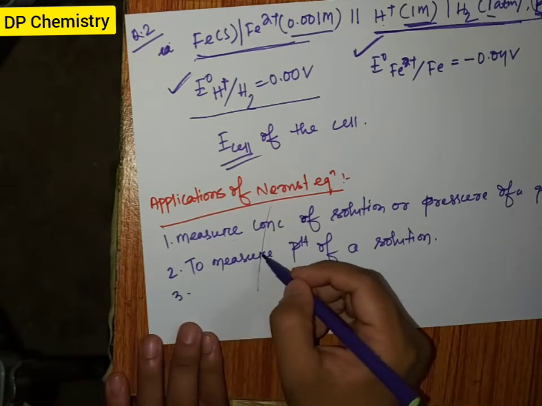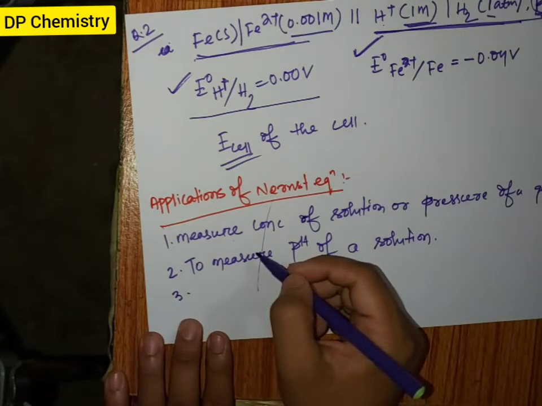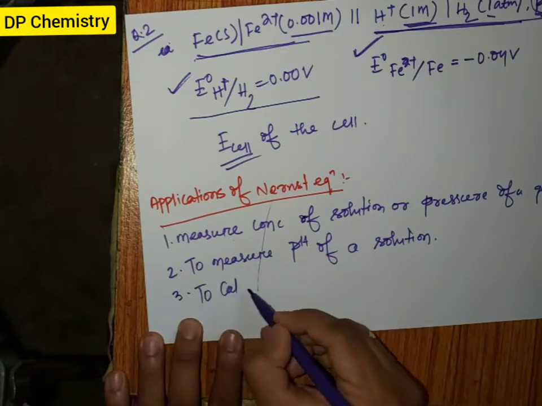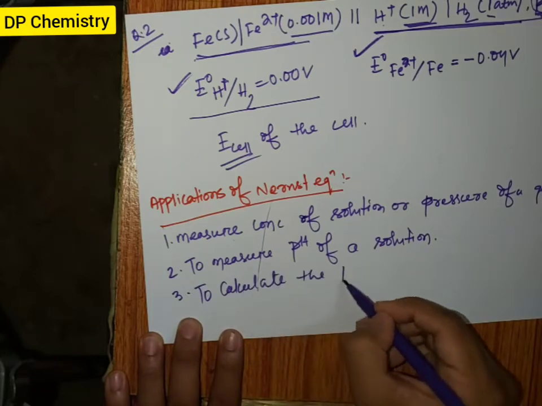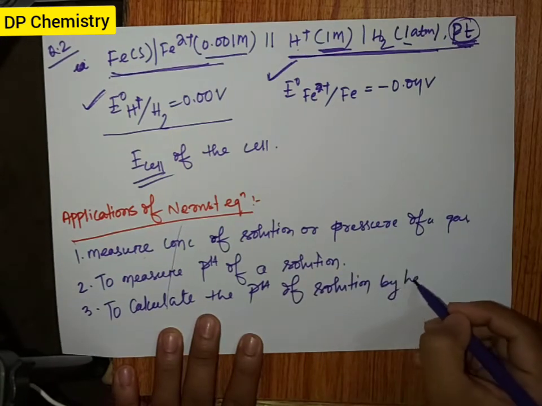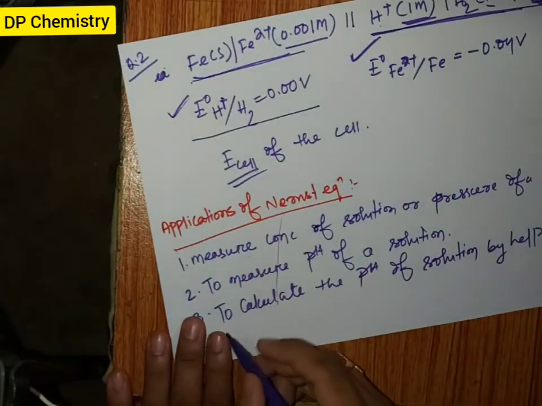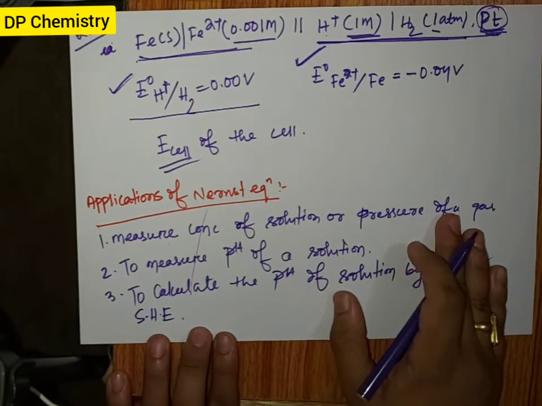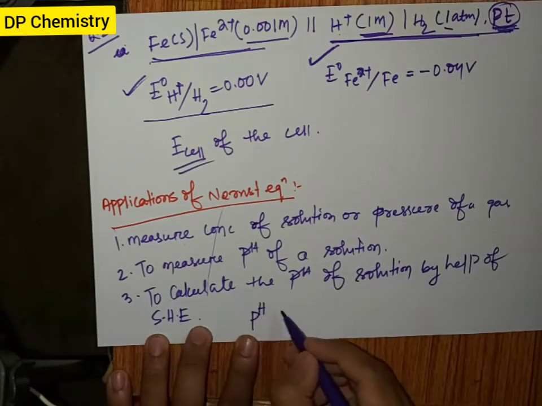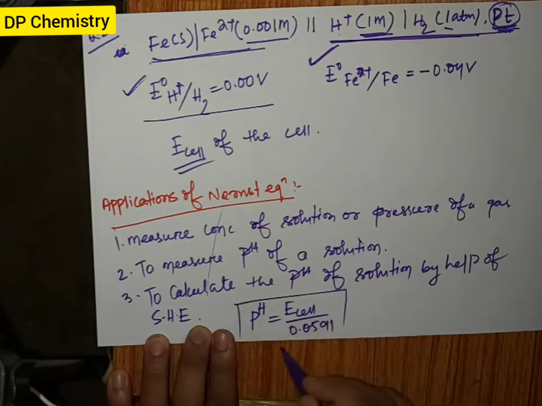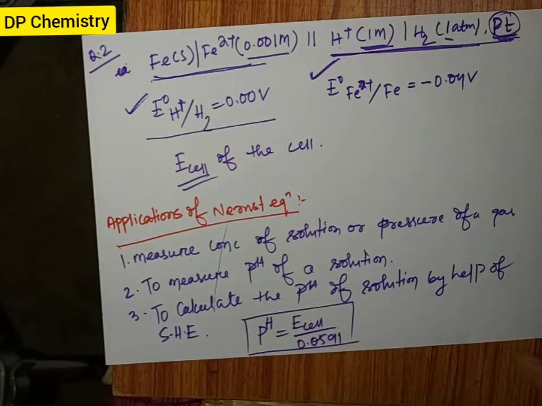The third application is that you can calculate the pH of a solution with the help of the standard hydrogen electrode (SHE). When you are given a standard hydrogen electrode, the pH of the solution is given as pH equals E cell, that is the EMF of the cell, divided by 0.0591. Remember, a question will be asked from this part.